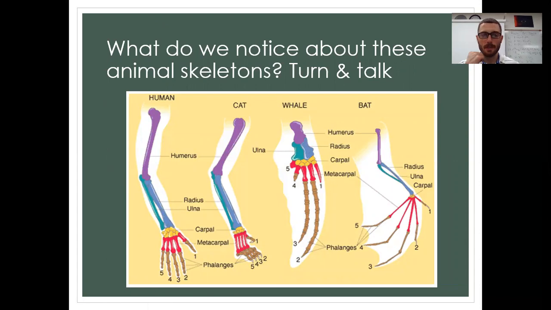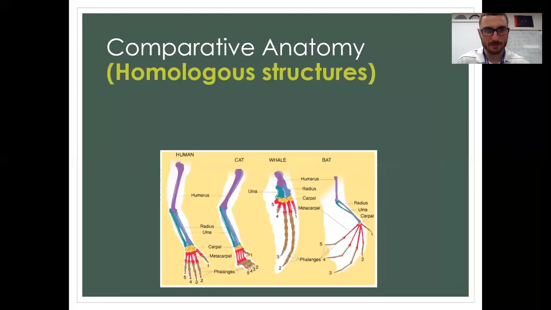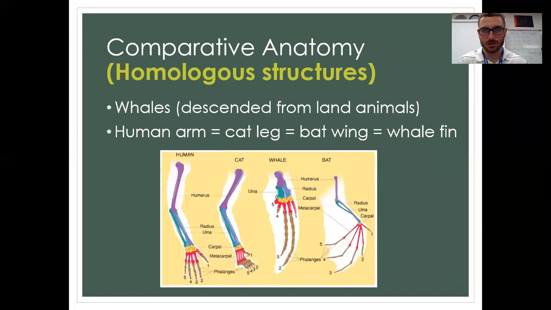What do we notice about the animal skeletons? So you guys would all turn and talk. We would discuss it. What do we see here? I have a bat wing, I have a whale fin, I have a cat leg, and I have a human arm. So what do we notice are the differences? Even though in person these all look completely different, right? What's the similarity that shows they're related? It's the bones. They all have the same number and the same bones, even though the bones have evolved to different shapes and sizes. Okay, we call these homologous structures.